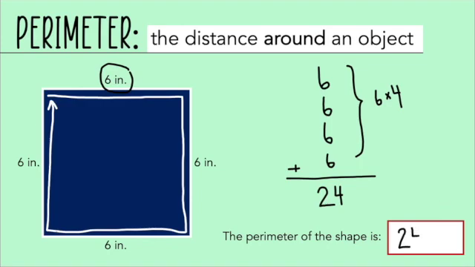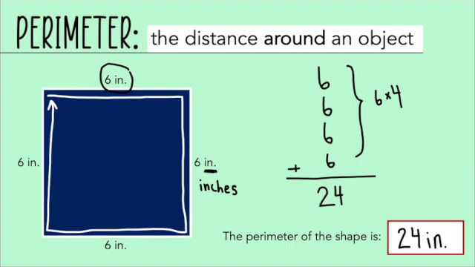But when we are doing perimeter, you can't just say the answer is 24. You always want to include the units. So in this case, we can see that this square is measured in inches. IN dot is short for inches. Okay, so we want to make sure that we label our answer with the units. So 24 inches is the perimeter of this shape.